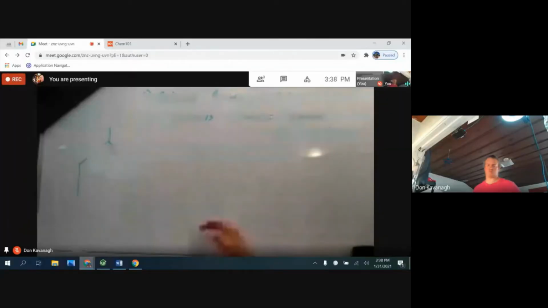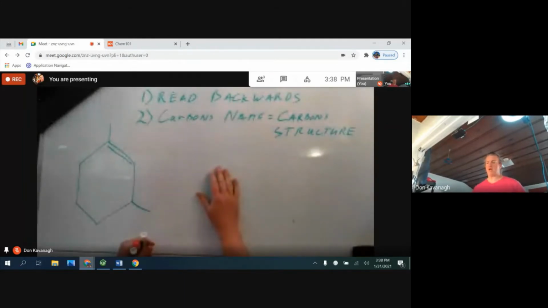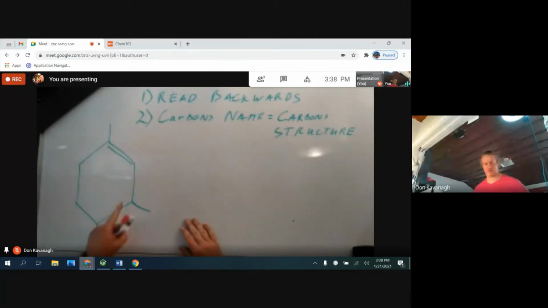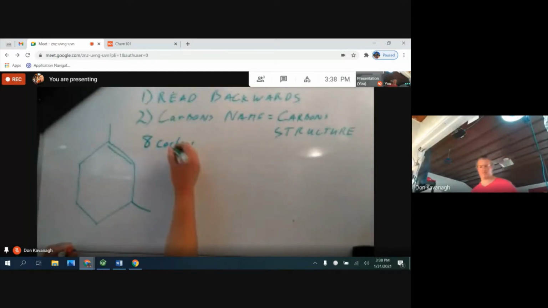A name to this structure right here. Two best tips I can give you that I also received when I was learning this was to read the formula backwards, read the name backwards, and the number of carbons in your name must match the carbons in the structure here. We have 1, 2, 3, 4, 5, 6, 7, 8. We have 8 carbons in our picture here. To write the name of this, we are going to write it backwards.